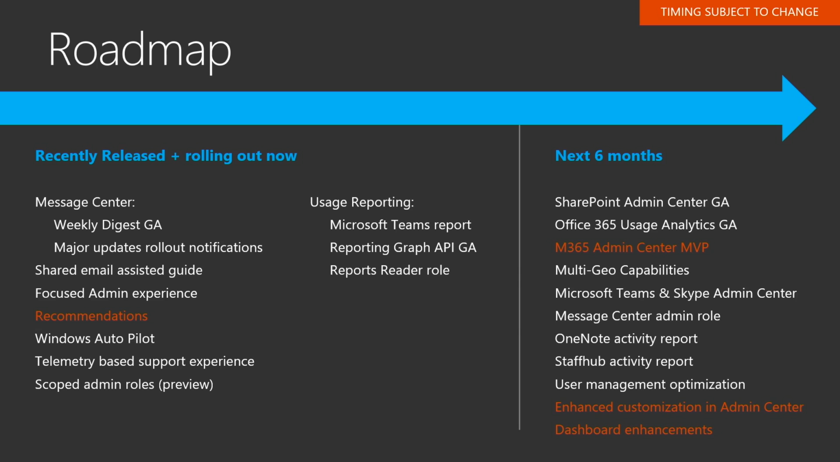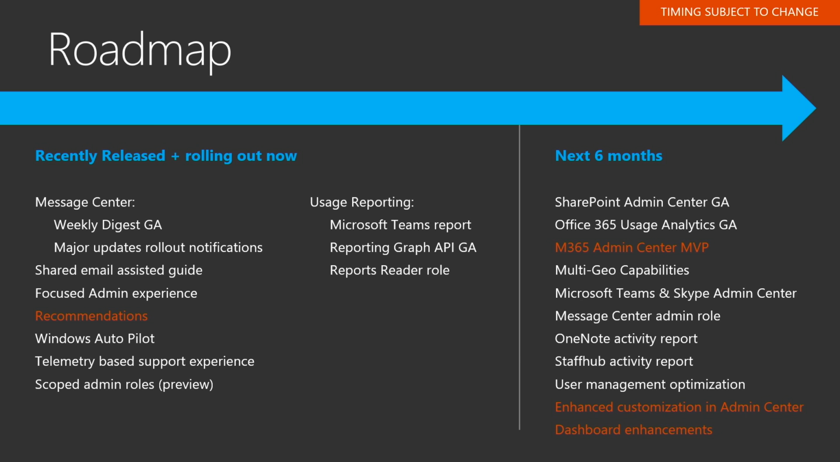We've already recently released or are rolling out the Message Center Weekly Digest. That's the email that comes into your inbox that summarizes the notifications you might have missed, as well as major updates rollout notifications. The Shared Email Assisted Guide is rolled out, as well as the Focused Admin Experiences is currently in the process of rolling out. Usage reporting, including the Microsoft Teams report, the Reporting Graph API, and the Reports Reader role, are all in the process of rolling out as well.